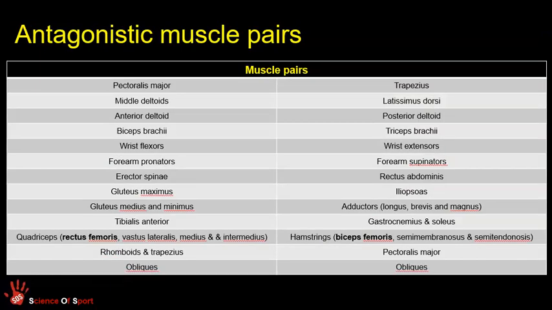So we've gone through antagonistic pairs plus synergists and fixators. Here are muscle pairs that you will need to understand and connect together. Okay, so these are pairings that you will need to learn. You'll need to know what movements occur when they contract and where these muscles are, so that if you are presented with a diagram of a movement and you are asked to analyze the movement, you could give the muscles that created the movement in whatever plane it was in.